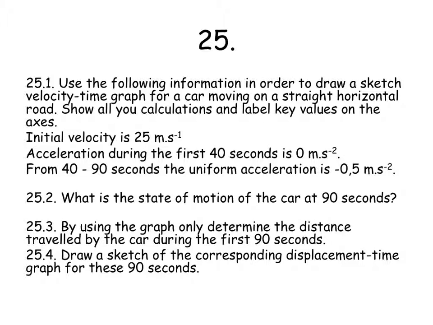Use the following information in order to draw sketch graphs. You have to draw a sketch velocity time graph for a car moving on a straight horizontal road. Show all your calculations and label some key values on the axes. You get given a starting velocity, you get given acceleration values, you get given another acceleration value, and then you can start working out some information. So let's try and sketch that graph.